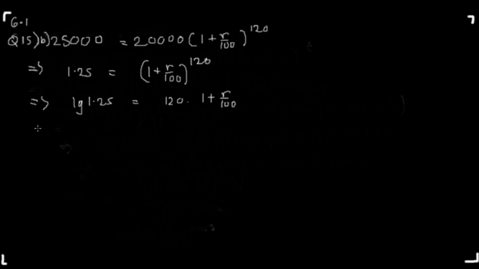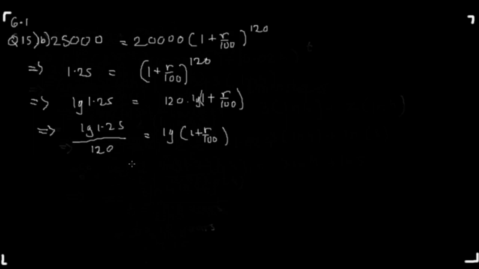Fractions seem pretty scary in equations like this, but it's not that bad. Now move this down here, right? We're going to move this 120 down here, just like how we did here. So lg 1.25, and then divided by 120, that's going to be equal to, I should have put lg here, that's going to be equal to lg of 1 plus r over 100.